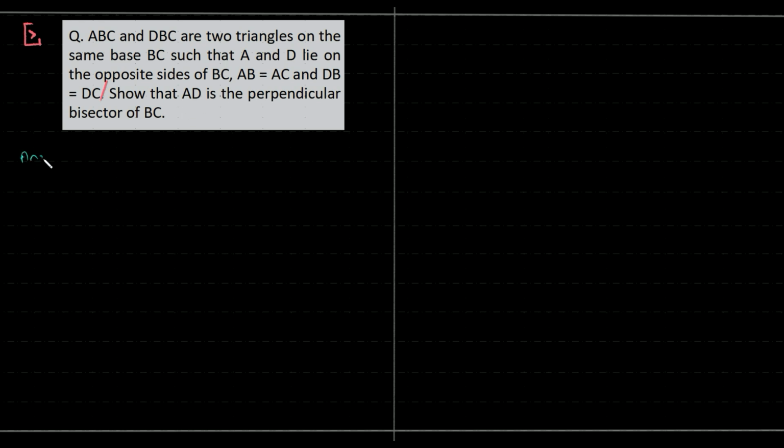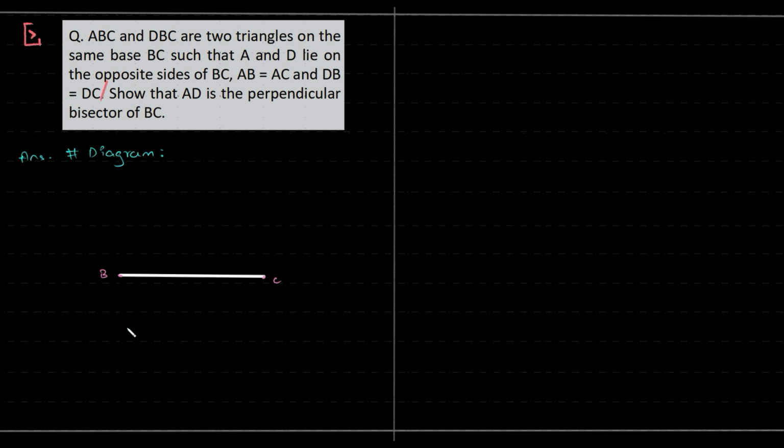So I don't have a clue about how the diagram should be. One thing is they have the same base. So we need to have a base. Let me do that over here. Okay, that's your BC. A and D lie on the opposite sides of BC. So guys, this is BC, right? This is B and C. So opposite side is up and down.